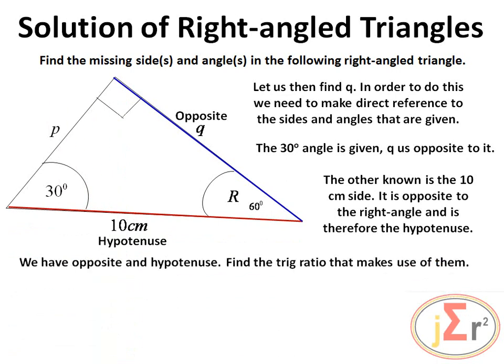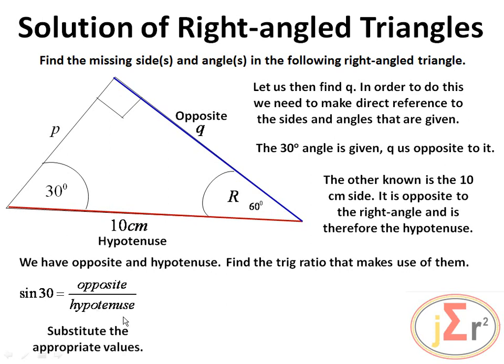We have opposite and hypotenuse. Find the trig ratio that makes use of them. What trig ratio makes use of opposite and hypotenuse? That trig ratio is the sine trig ratio. The angle that we are speaking specifically of is 30 degrees. So sine 30 is opposite over hypotenuse. We have the opposite, which is Q, and the hypotenuse, which is 10. So we're going to substitute those values into the equation.